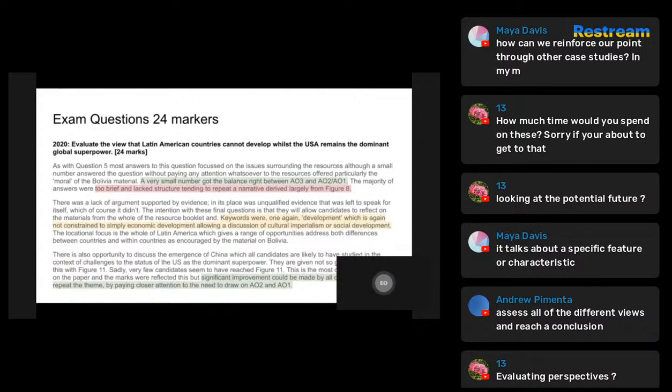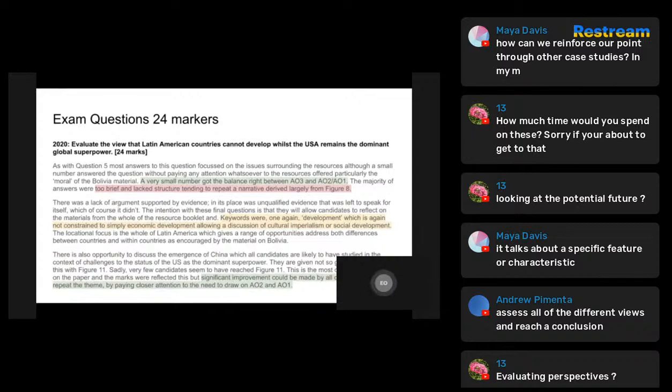The majority of answers were too brief, lacked structure, tending to repeat a narrative derived largely from figure 8. So the key takeaway there is, again, don't just simply use one figure. Make sure that you're using a wide range of section B resources. Don't just fixate on one alone.